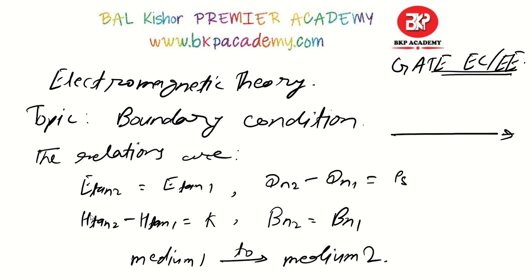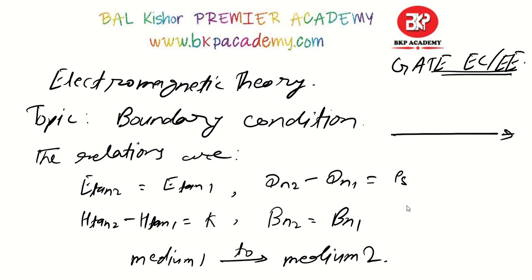Suppose we have to find the relation: the tangential component of the electric field in medium 2 will be equal to the tangential component of the electric field in medium 1. Similarly, the normal component of electric flux density in medium 2 minus the normal component of electric flux density in medium 1 will be equal to the surface charge density rho s.